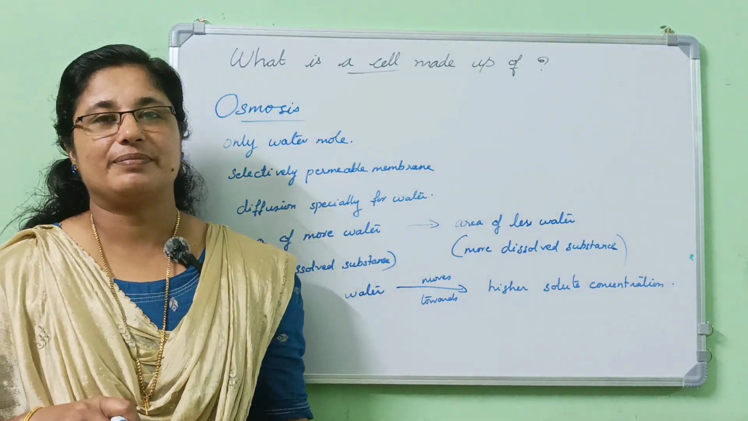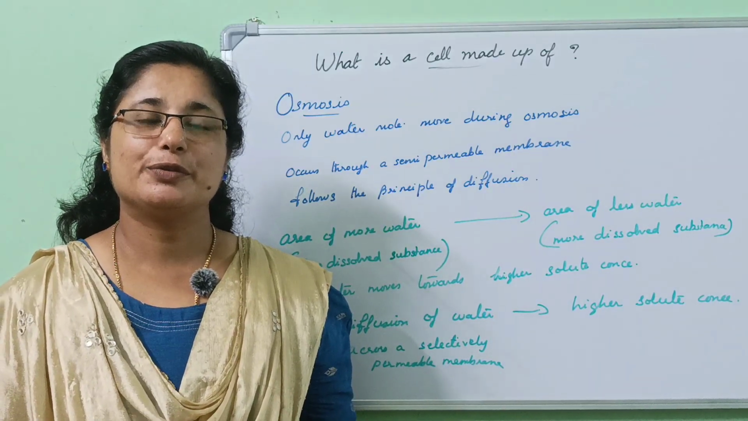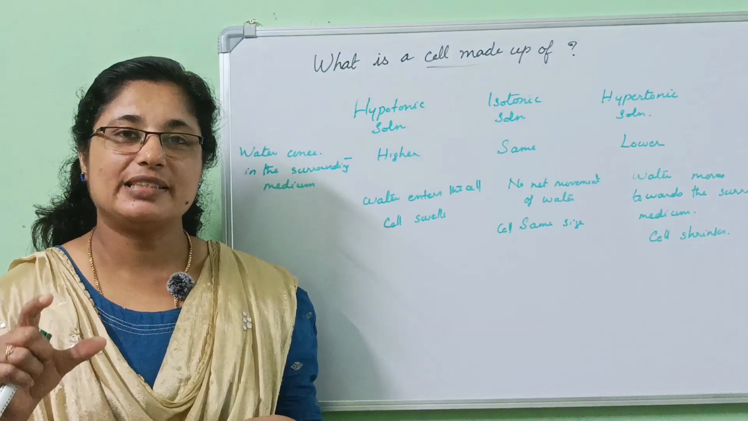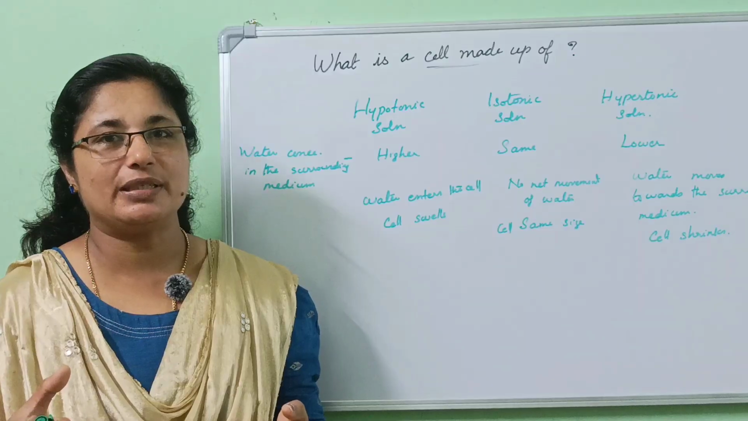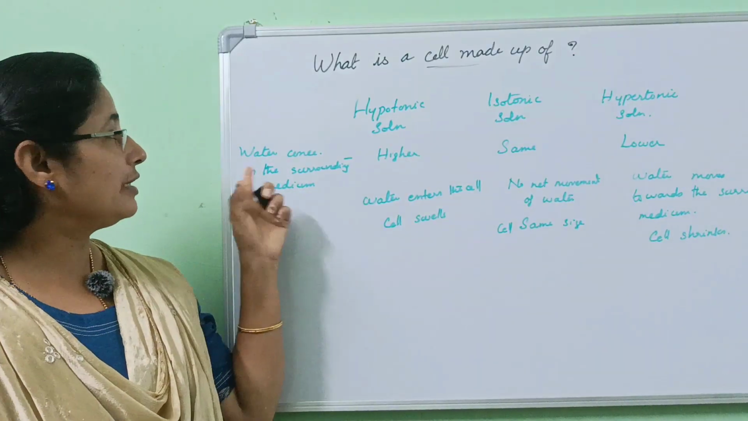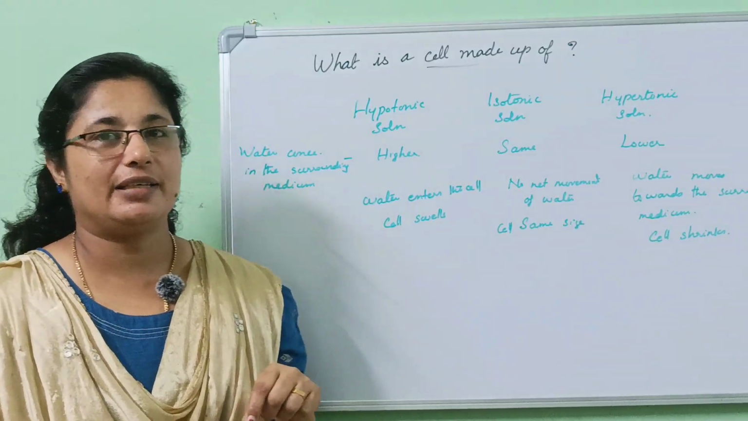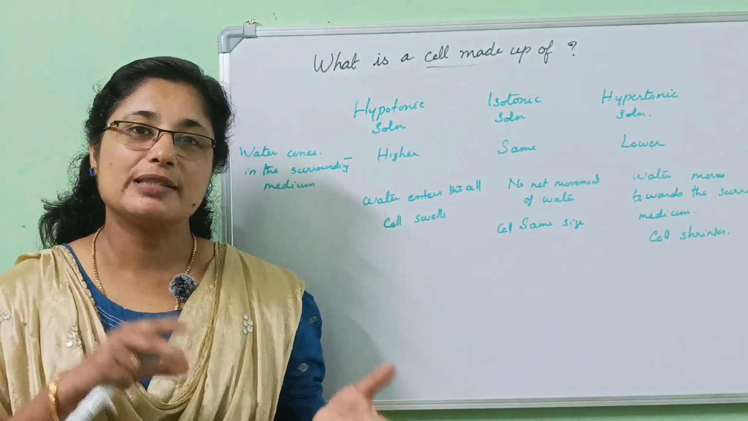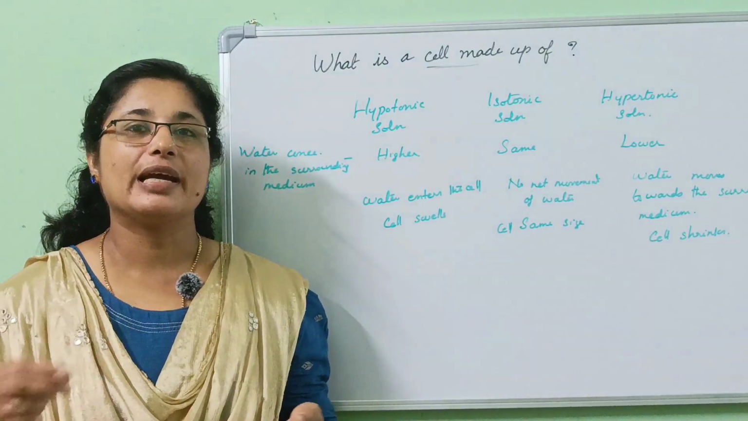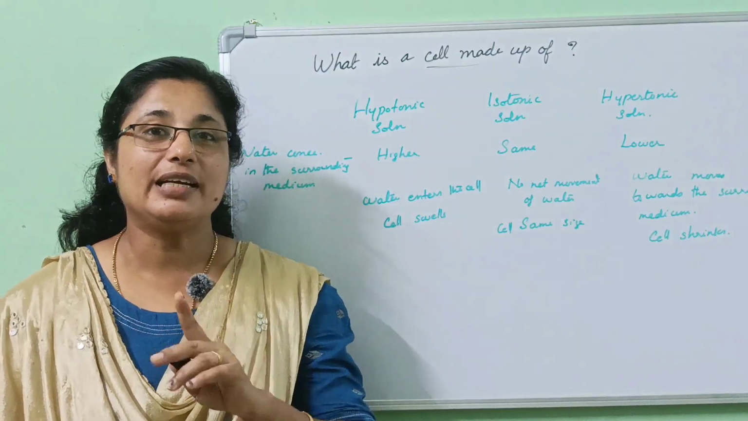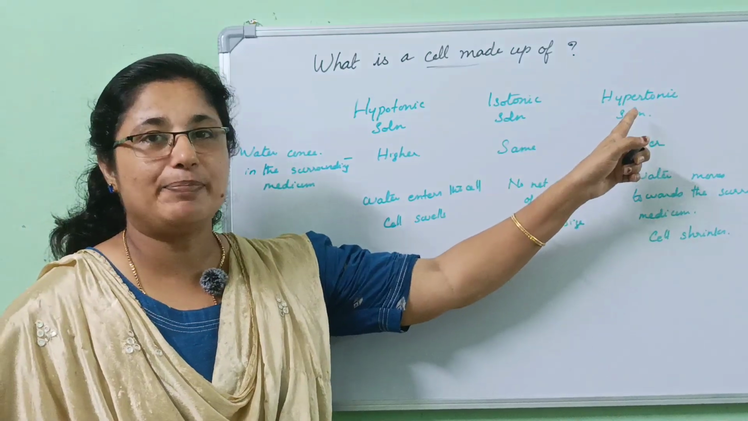What will happen if we put an animal cell or plant cell into a solution of sugar or salt in water? Now let us understand what happens when a cell is placed in different types of solutions. And here the key factor is the concentration of water outside the cell compared to the concentration of water inside. Based on the concentration of water in the surrounding medium, water may enter the cell, leave the cell, or move in and out equally. And this gives us three types of solutions: hypotonic solution, isotonic solution, and hypertonic solution.